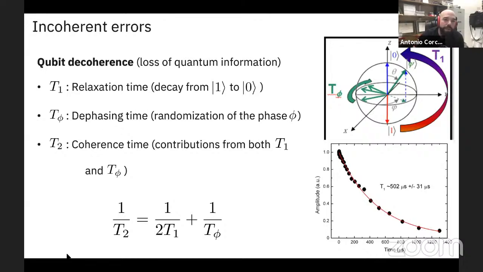So T2 comprises these two kinds of loss of information with this expression here, and I'm showing here one of the best ones we have, 500 microseconds or so on a single isolated qubit.